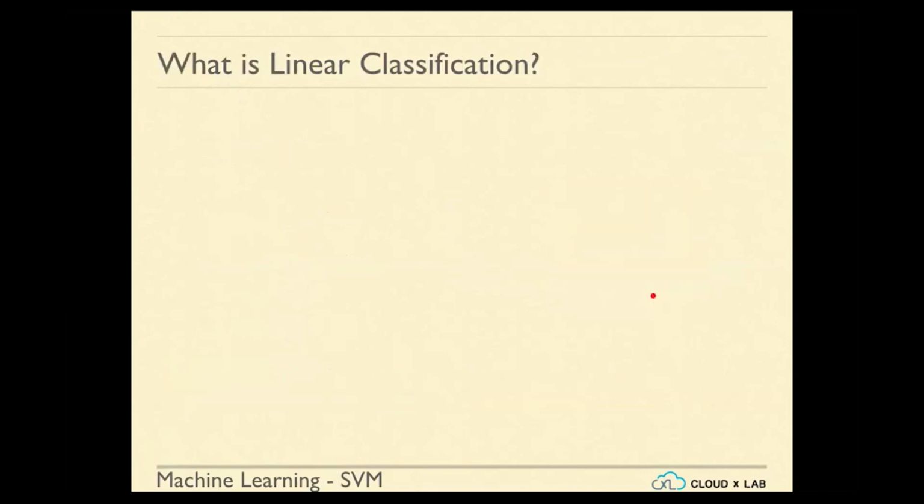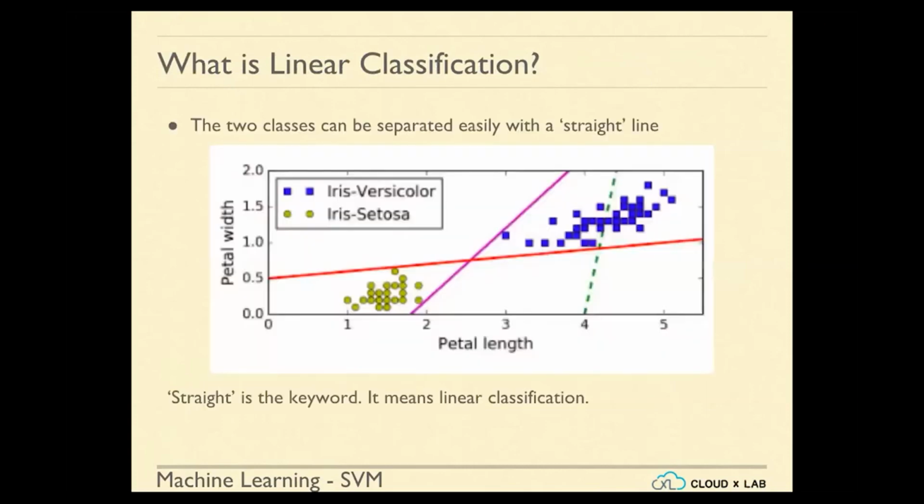So what is linear classification? Okay, linear classification was this, right? Now, this is a very important part, so we're going to talk about it. The two classes can be separated easily with a straight line, right? The blue ones represent versicolor and the other ones represent setosa, right? So here the important part is that we are able to separate these two classes.